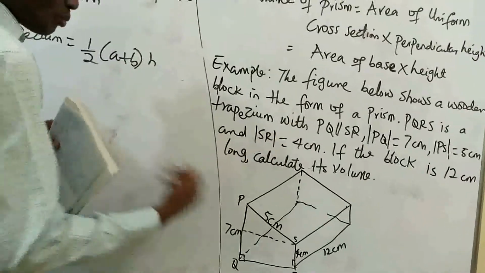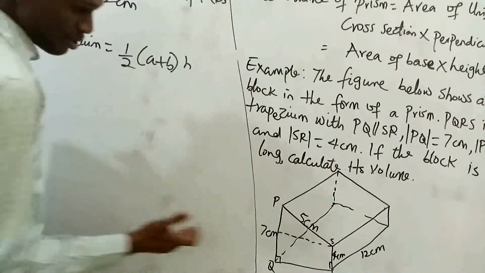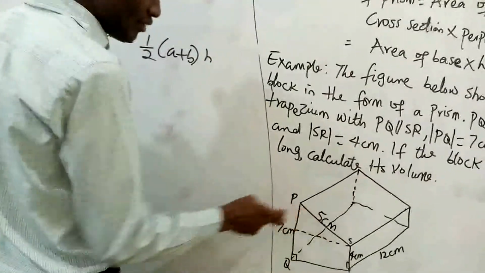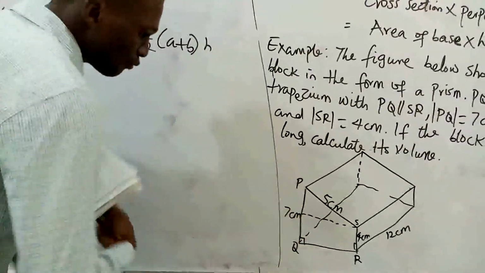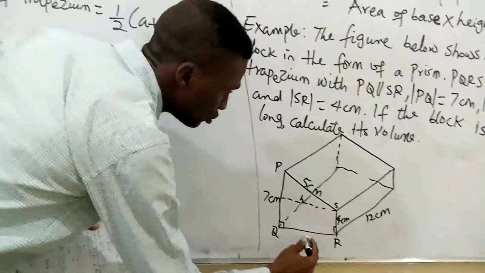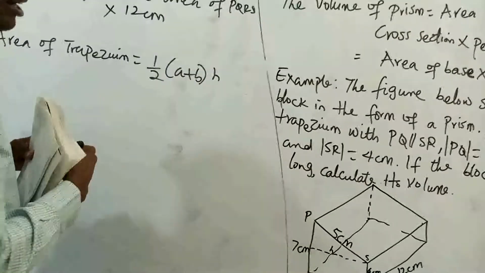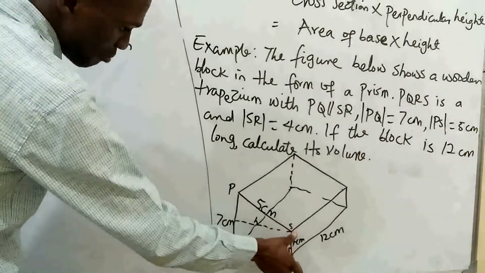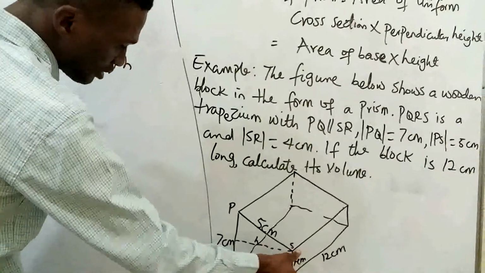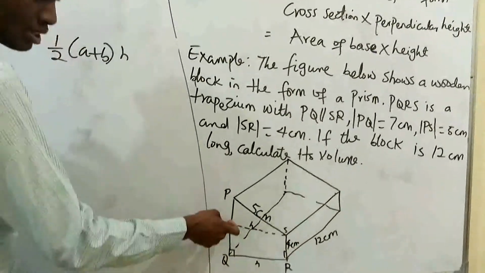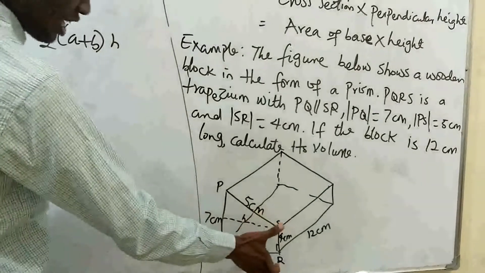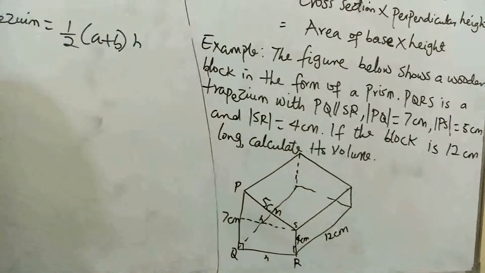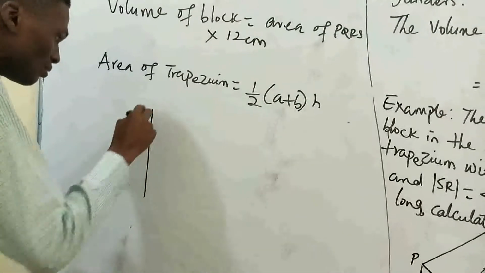Now, we split this trapezium into two shapes, a rectangle and a right angle triangle. We are now to find our height. These two are the height. How do we find this height? Since line SR is 4 cm, from Q to this point here should be 4 cm. Before I explain further, let us withdraw this trapezium.